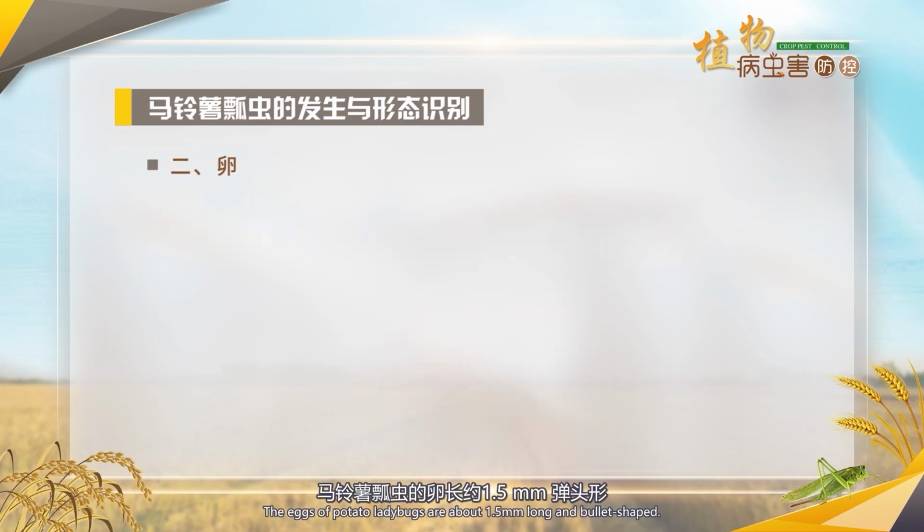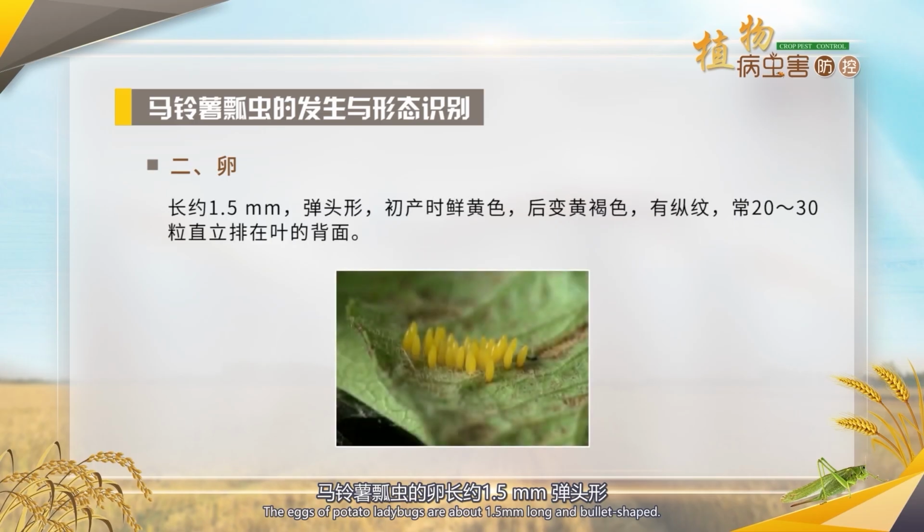The eggs of potato ladybugs are about 1.5 millimeters long and bullet-shaped. They are bright yellow at the beginning of production and then turn yellowish-brown with longitudinal lines, often 20 to 30 pieces arranged upright on the back of the leaves.